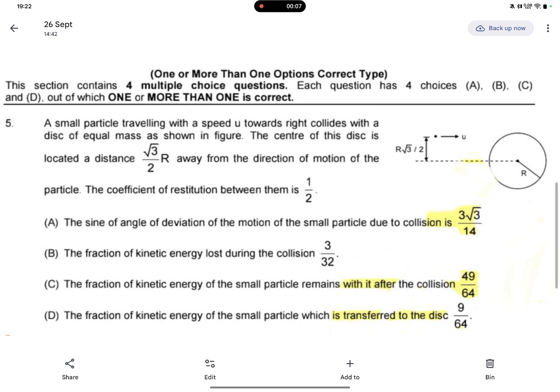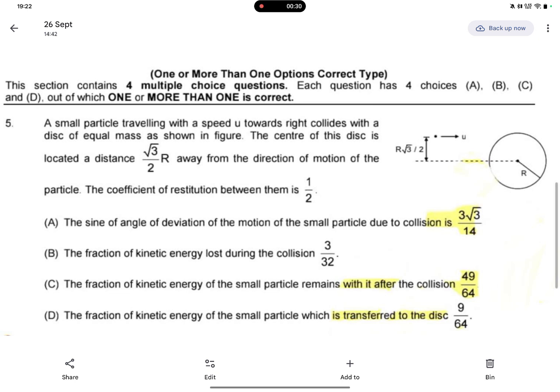Let me read the question for you. A small particle traveling with the speed u towards right collides with a disk of equal mass as shown in the figure. The center of the disk is located at a distance root 3 r by 2 away from the direction of motion of the particle.